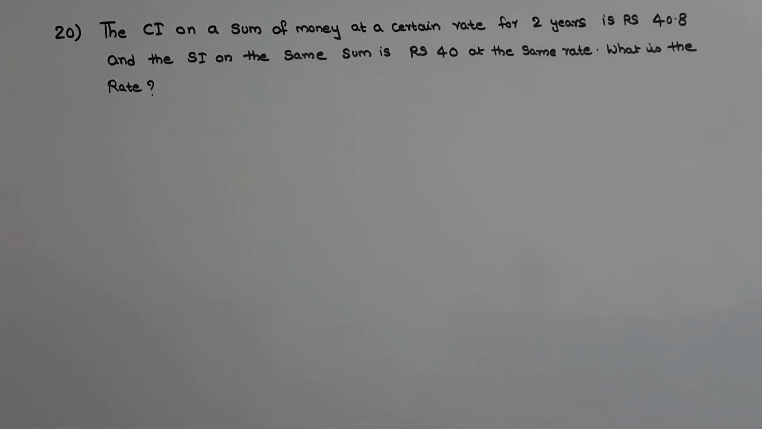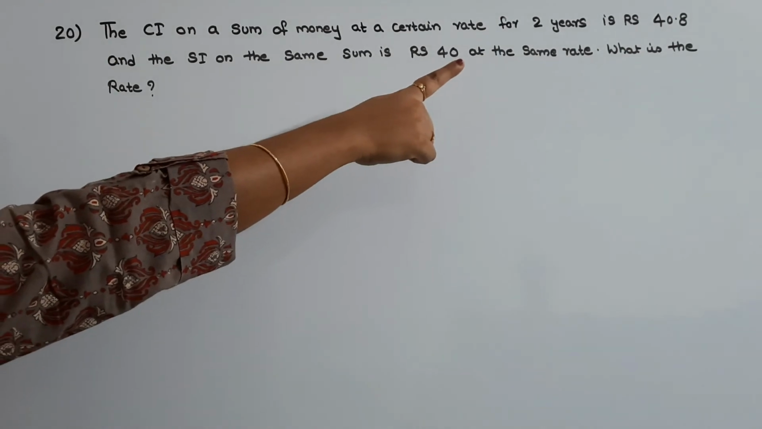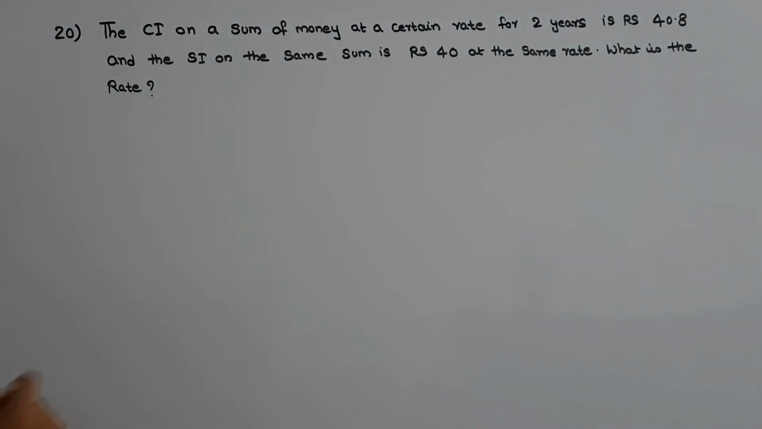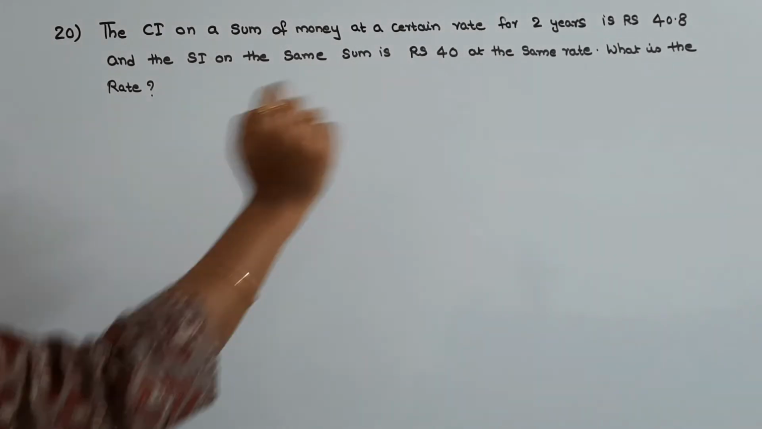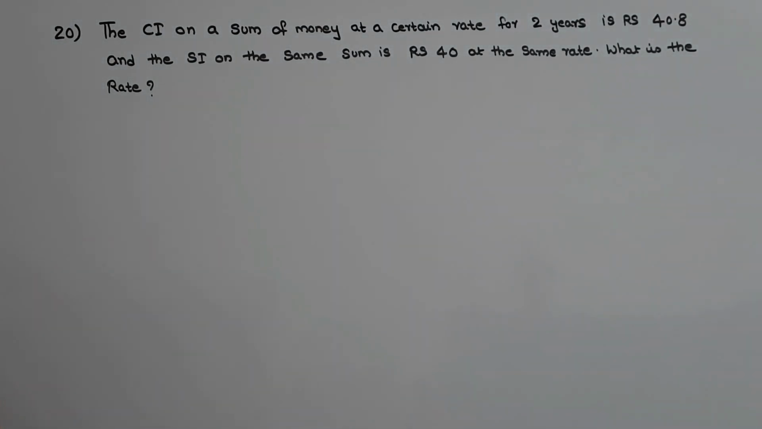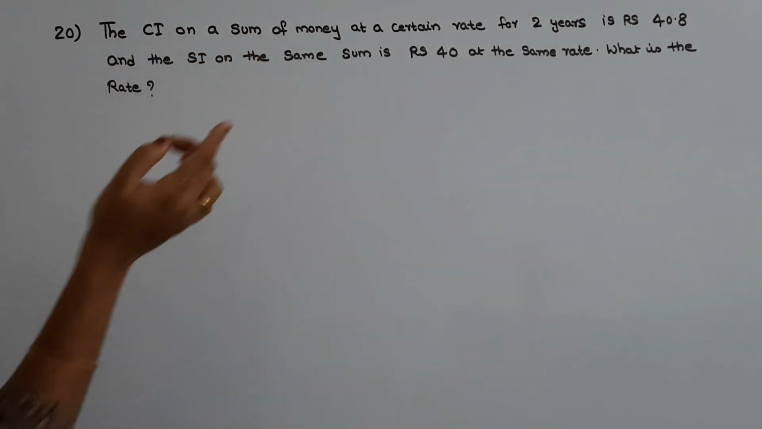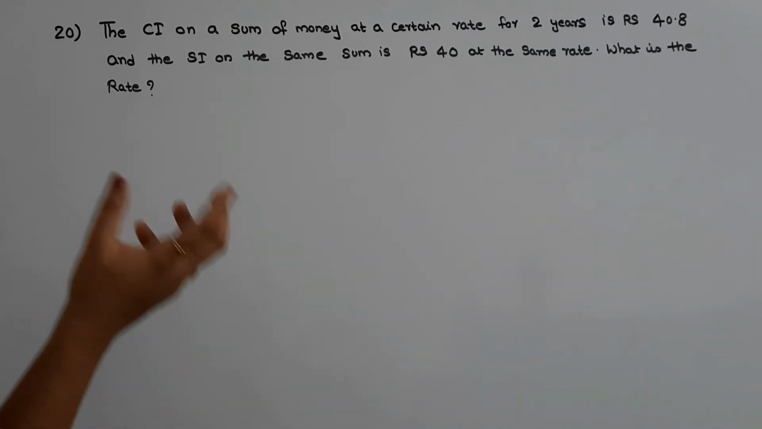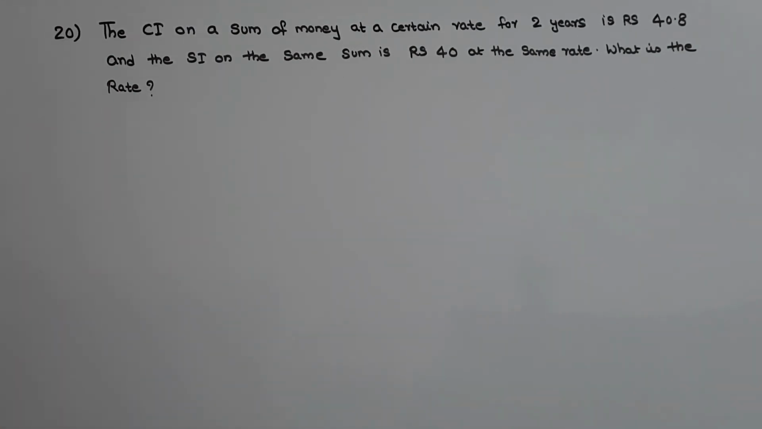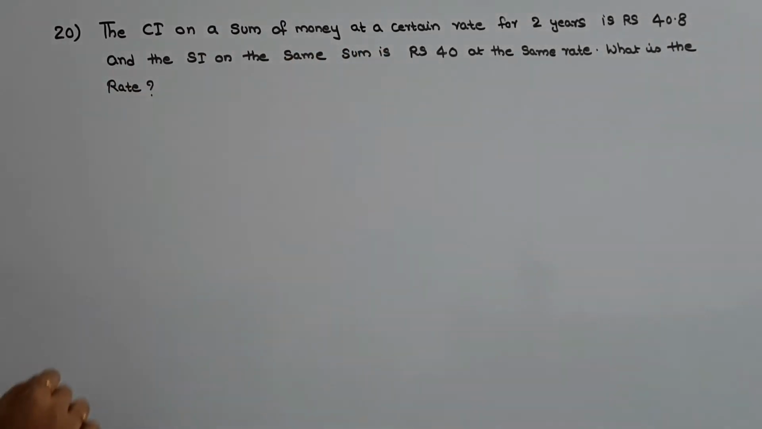The next question is, the compound interest on a sum of money at a certain rate for 2 years is rupees 40.8 and the simple interest on the same sum is rupees 40 at the same rate. What is the rate? In this question they have given the compound interest and the simple interest for a particular principal, time period and rate, and they are asking us to find what is the rate of interest. The principal is also not given, but the time period is given as 2 years.